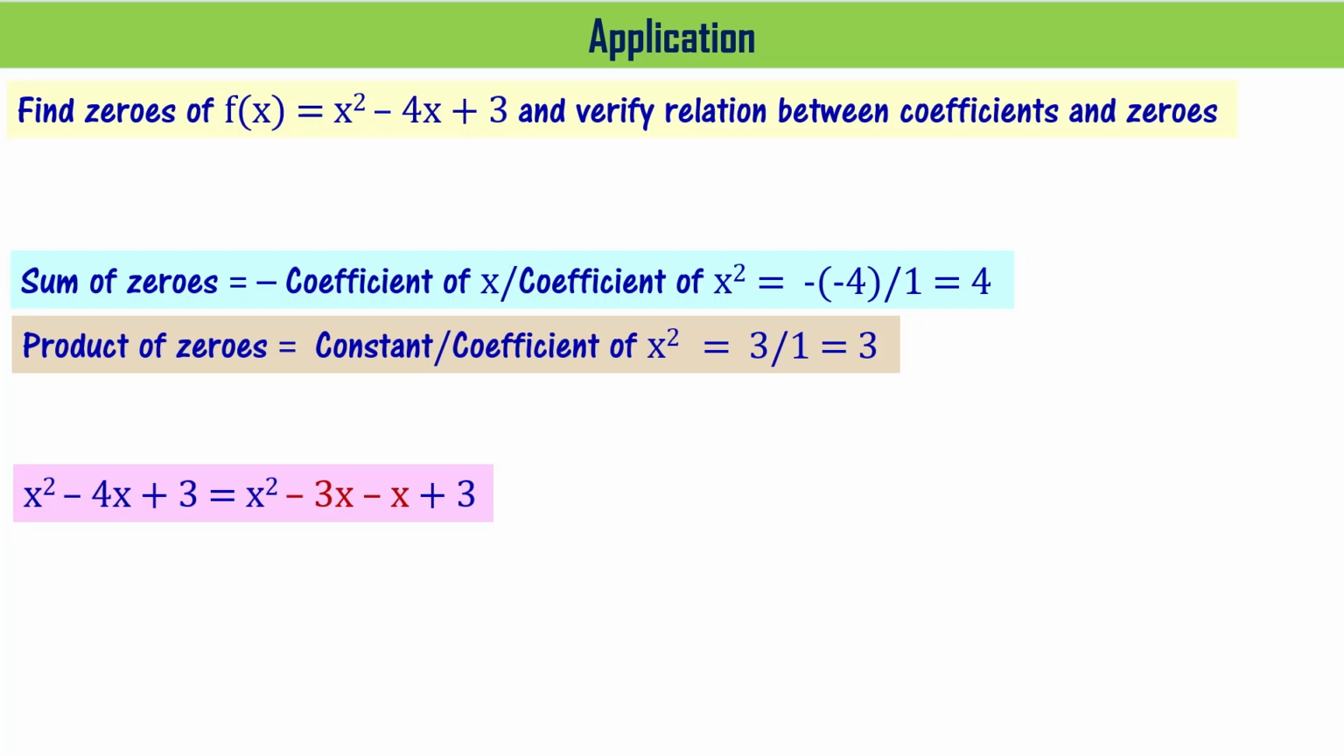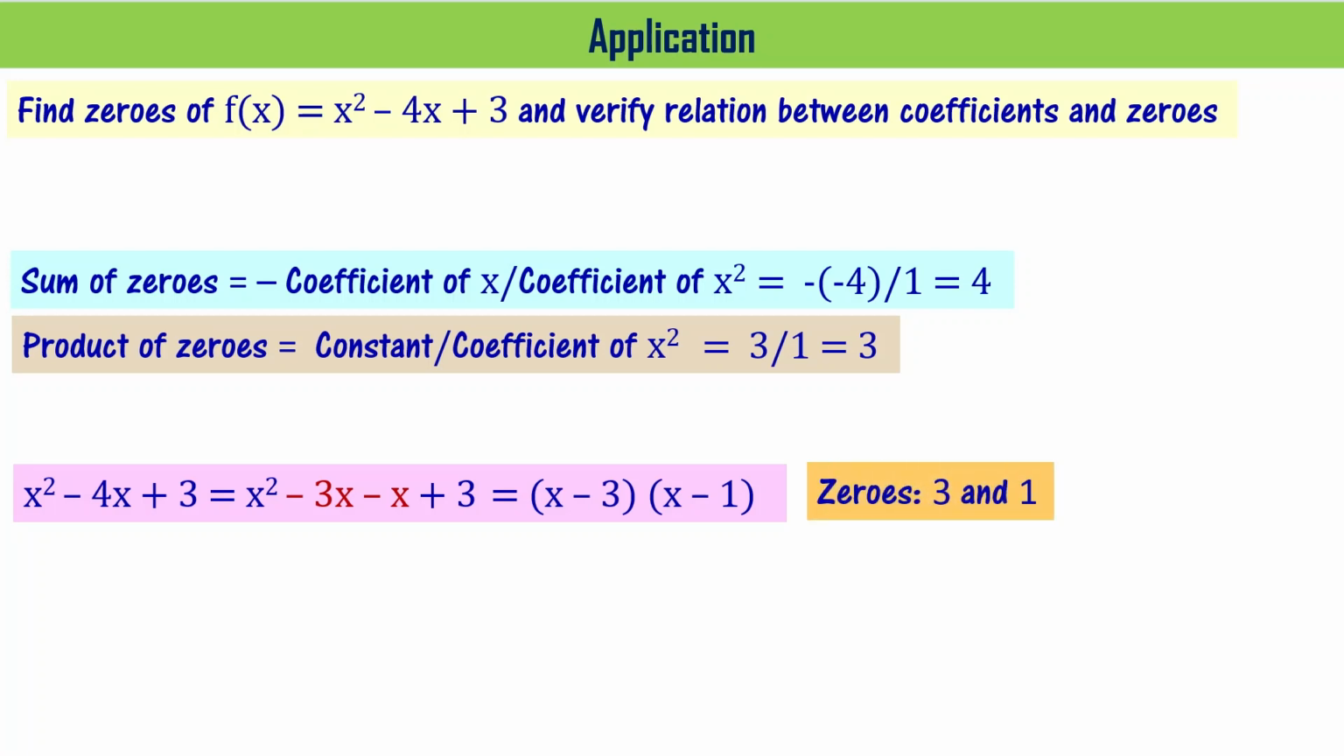x square minus 4x plus 3 can be written as x square minus 3x minus x plus 3 when you use the split the middle term method. And you can factorize such that you get x minus 3 times x minus 1. So x square minus 4x plus 3 equals x minus 3 times x minus 1. It means the zeros are going to be 3 and 1, right?